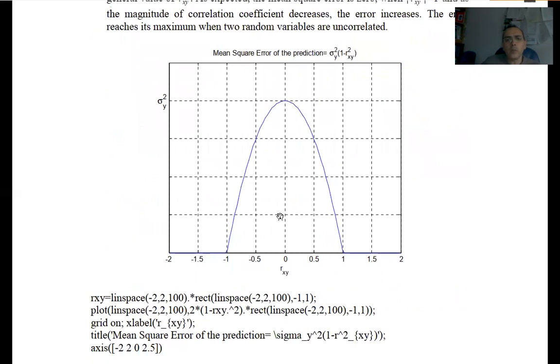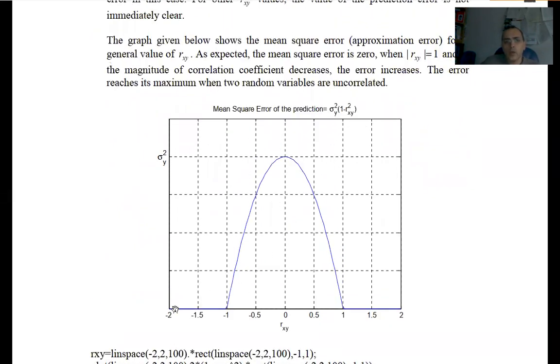Okay. Well, here is the prediction error. So in other words, x-axis is the correlation coefficient. As you see, it is limited between 1 and minus 1. The y-axis is the prediction error variance. Again, we will be deriving this expression later on. But what we see, as we have expected, when the correlation coefficient is equal to 1, I have fully predictable random variables because they are fully correlated.